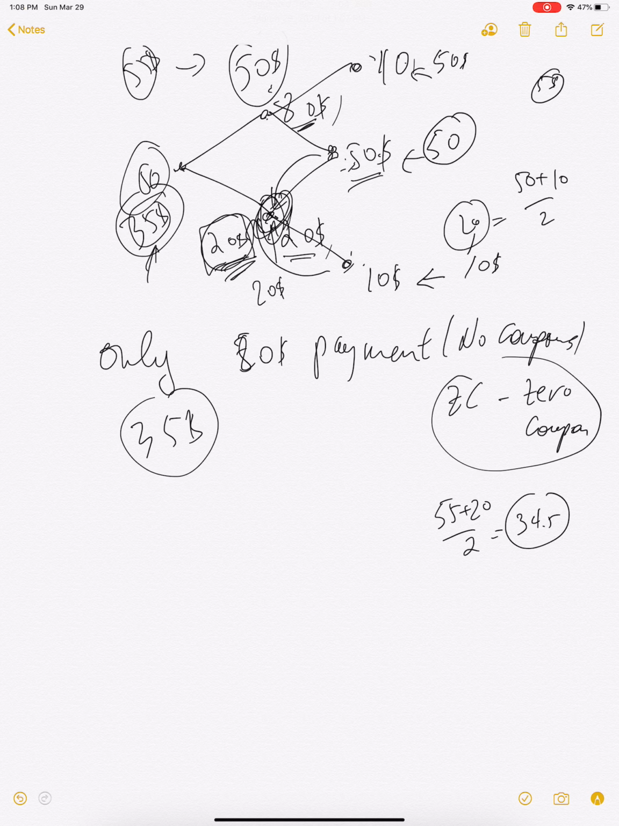So the bond value, it's going to be 37.5. Sorry. Okay, so the bond value is going to incorporate this intermediary payment by adding $5.